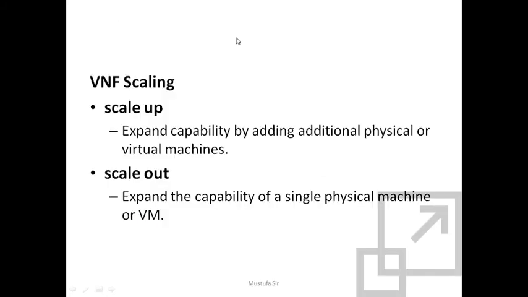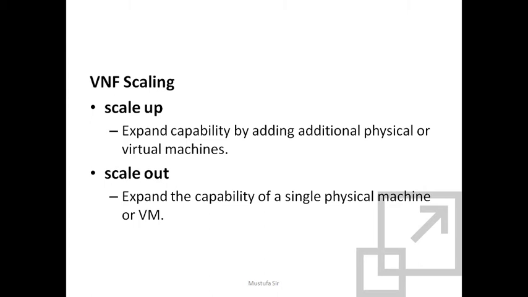Next thing we have to study is VNF scaling, that is how to grow it or how to remove it. An important property of VNF is elasticity, which simply means the ability to scale up, scale out, or scale in. Every VNF has an associated elasticity parameter, whether it can be scaled up or down, scaled out or in.